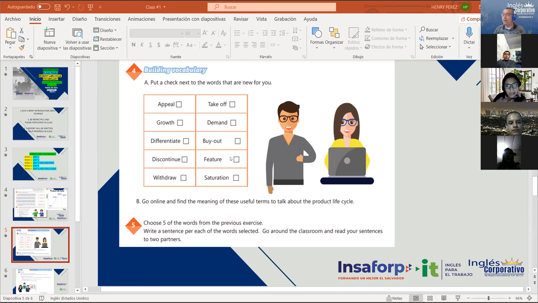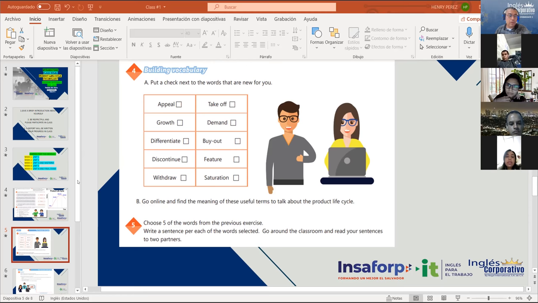Remember, we're not talking about regular English vocabulary. For example, appeal, for those of you that work in the judicial system, una apelación. No, don't think of it like that. This is business vocabulary, okay? Yes, it's spelled the same way, but it's different terminology. And I will help you with this tomorrow.